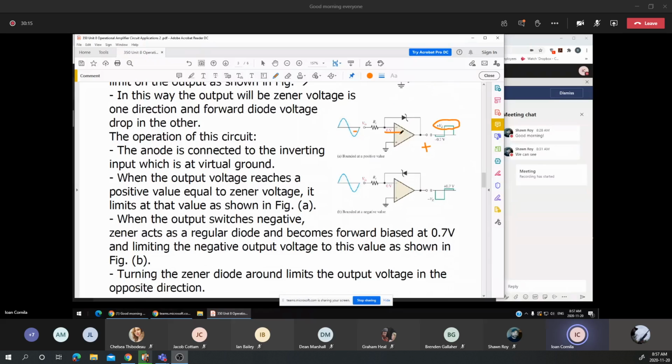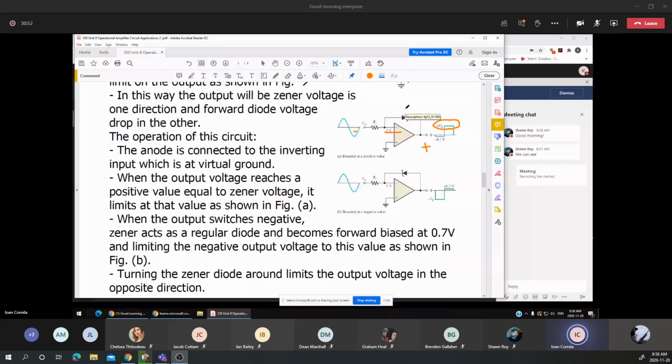Now, suppose that I'm using the same Zener diode, but in the opposite way. Suppose that I'm changing the polarity of the Zener diode. What is going to happen? It will limit the output voltage, but on the negative side. Everything stays the same, everything is switched in the same way, except that this time the voltage will be limited to a negative VZ when the Zener diode is reversed.